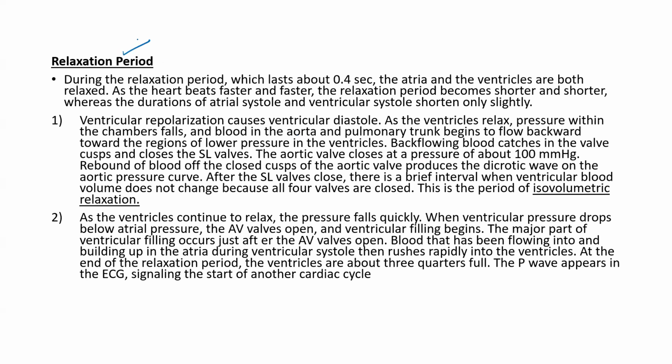Now, next, the relaxation period. During the relaxation period, after the blood ejection, the ventricles will start relaxing. When the ventricles start relaxing, meaning ventricular diastole starts, the pressure will decrease. When the pressure decreases, the blood which was ejected into the arteries can fall back. So the blood in the aorta and pulmonary trunk begins to flow back. Clear? So what will the backflow do? It will immediately close the semilunar valves. To prevent backflow, the semilunar valves are closed.